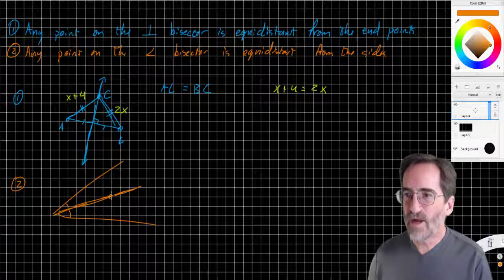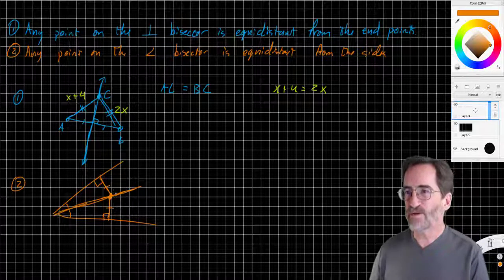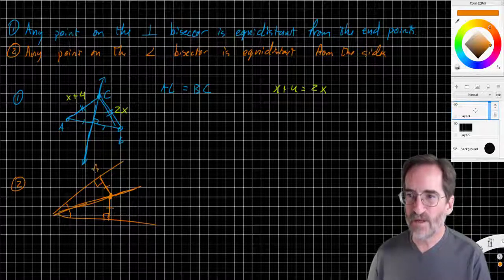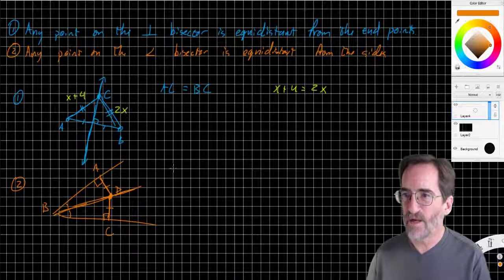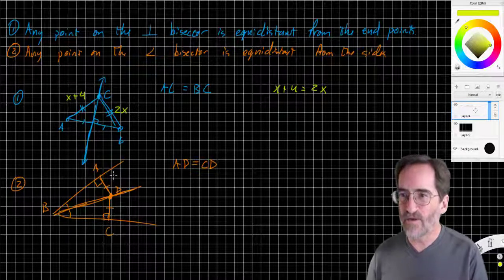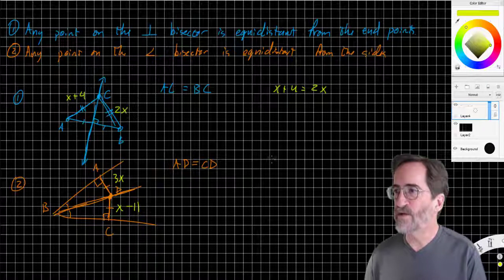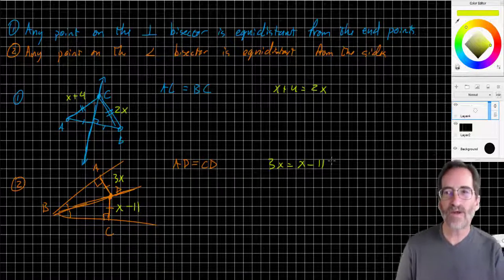Then we would say we have a point on here. We have the perpendicular distance. And the perpendicular distance, we would say that this segment is congruent to this segment. So the way this would work out here, let's say this is A, B, C, and D. We would say that AD is equal to CD. And if we had an algebraic expression like 3x and x minus 11, we would say then that 3x equals x minus 11. Okay, so hopefully that makes sense.